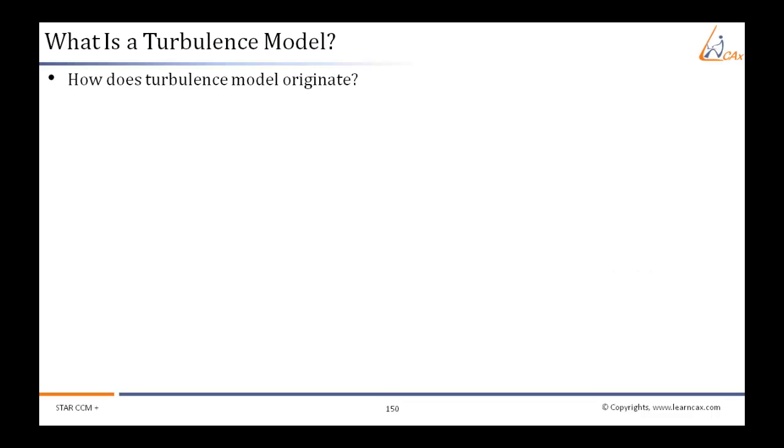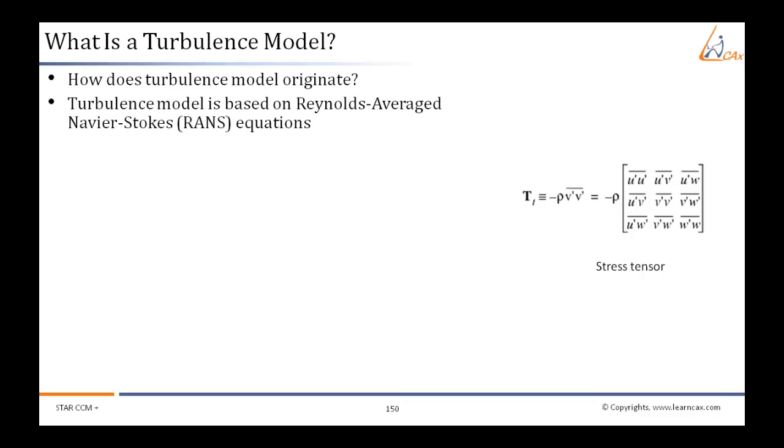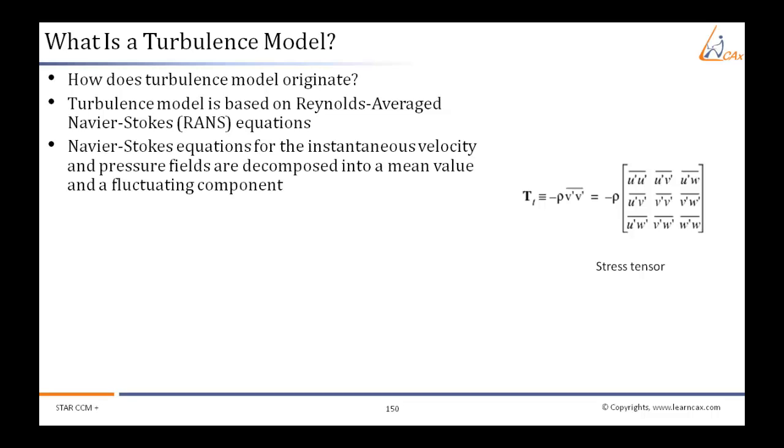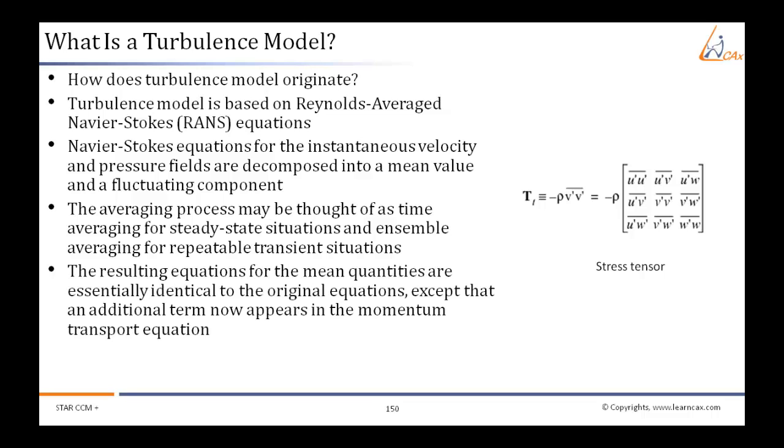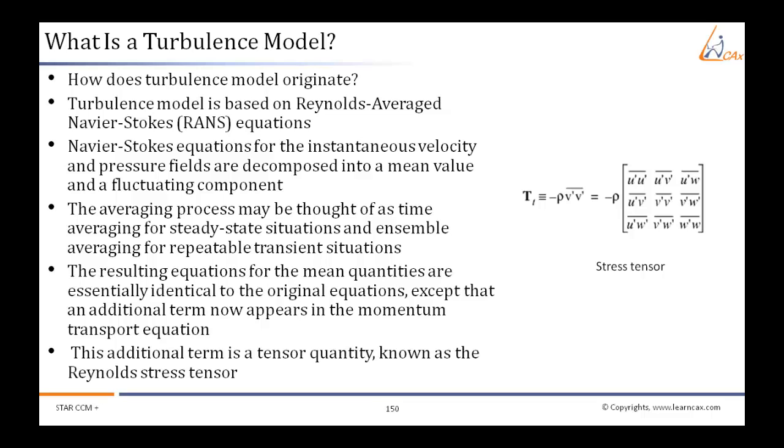To obtain the Reynolds averaged Navier-Stokes or RANS equations, the Navier-Stokes equations for the instantaneous velocity and pressure fields are decomposed into a mean value and a fluctuating component. The averaging process may be thought of as time averaging for steady state situations and ensemble averaging for repeatable transient situations. The resulting equations for the mean quantities are essentially identical to the original equations, except that an additional term now appears in the momentum transport equation. This additional term is a tensor quantity known as the Reynolds stress tensor as shown.